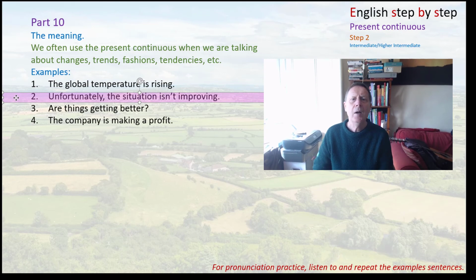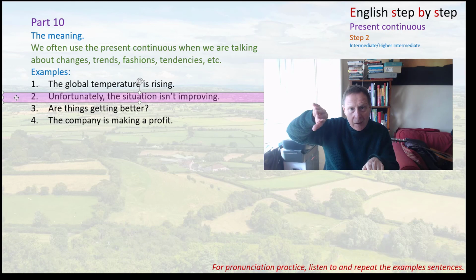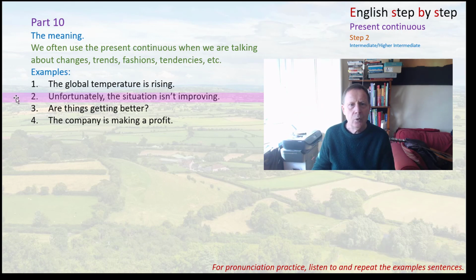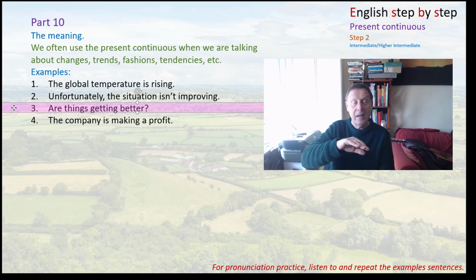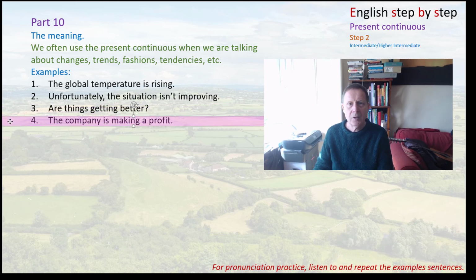Number two, unfortunately, the situation isn't improving. So if you talk about something changing in quality, for example, improving or deteriorating, then you can make a sentence like this. Are things getting better? So getting better or getting worse, also describing changes with the present continuous. The next one, the company is making a profit. So that's a change in the profit.